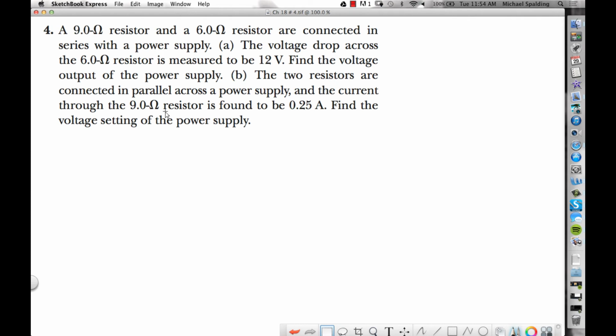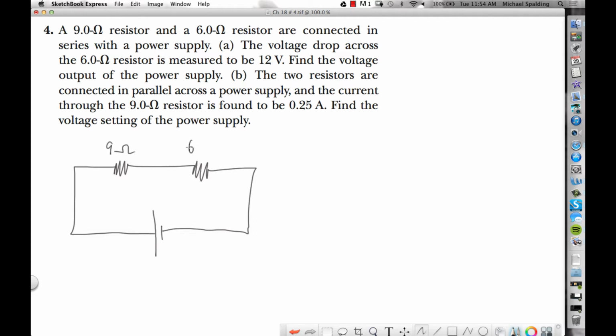All right, we got two resistors, a 9 ohm and a 6 ohm connected in series with a power supply. So here's a picture. Power supply is the battery. We got 9 ohm, we got 6 ohm. So here's the picture like this. Pictures are super helpful. Okay, now the delta V of this battery is a question mark. We don't know the voltage of the battery, and that's what we're trying to find.